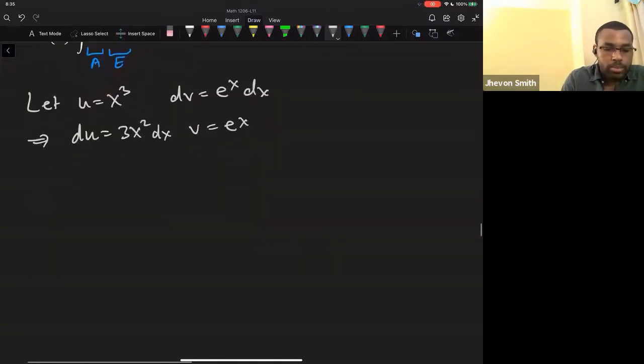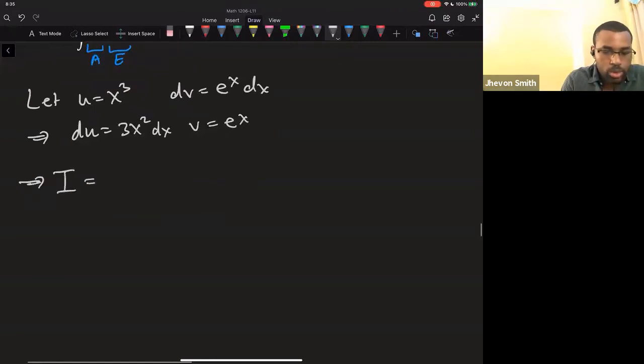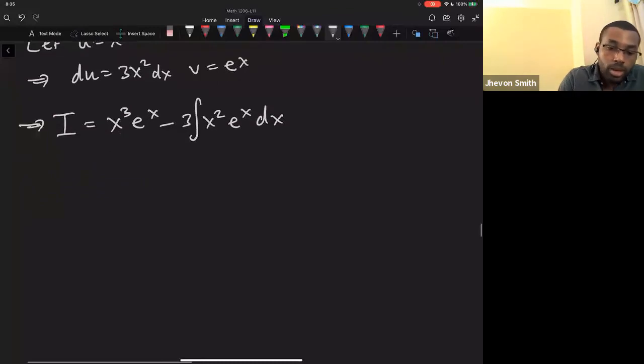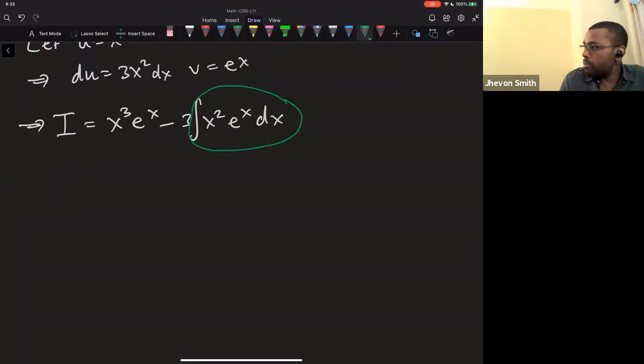Call this I. This implies I is equal to u times v minus the integral of v du. Now I have a new integral to consider. All right, so it's again integration by parts. Hopefully you notice that. So I'm going to again go in and be like, okay, u equals x squared, dv is equal to e to the x dx, du is going to be 2x dx, v is going to be e to the x.